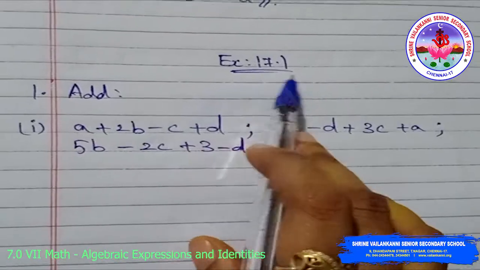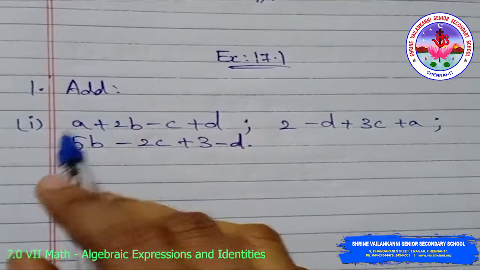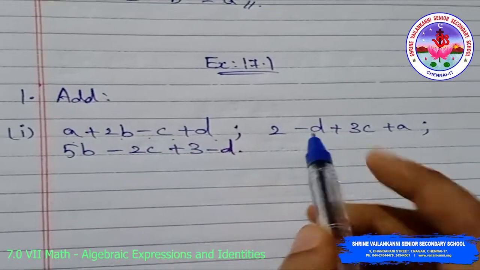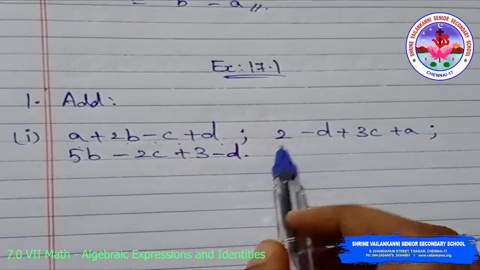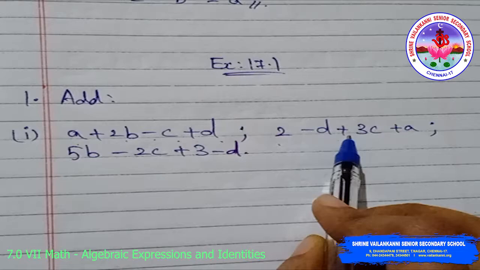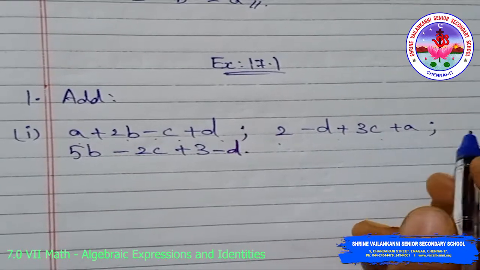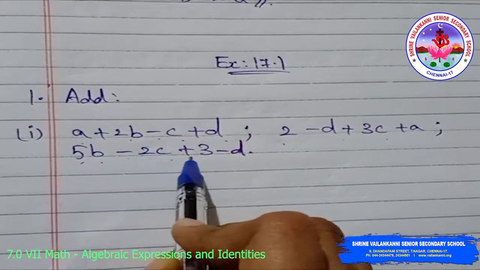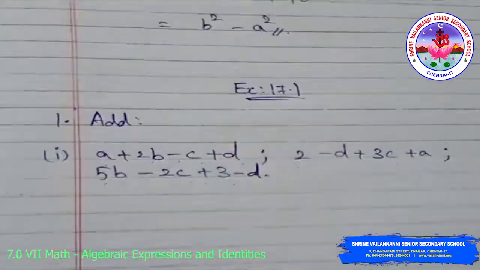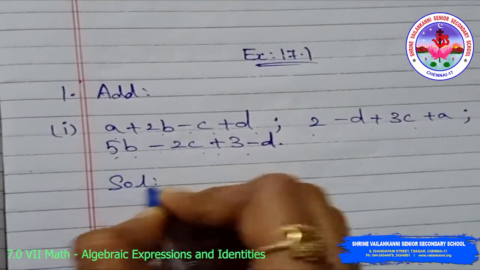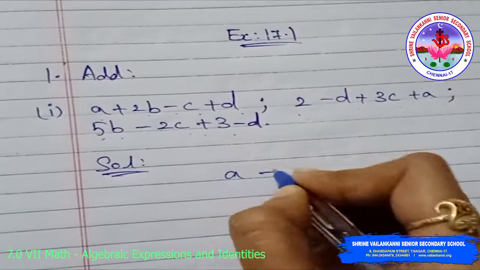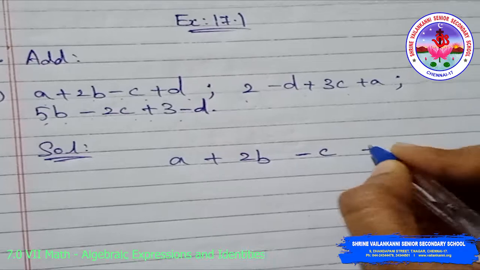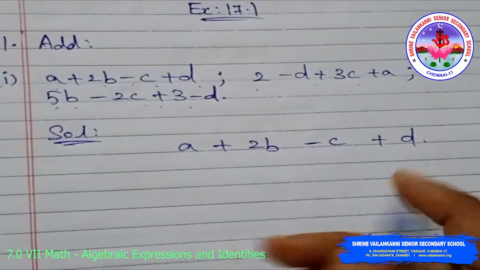Exercise 17.1. Add. The question is a plus 2b minus c plus d. Second expression 2 minus d plus 3c plus a. The third expression 5b minus 2c plus 3 minus d. Solution. First write down the first expression. A plus 2b minus c plus d.